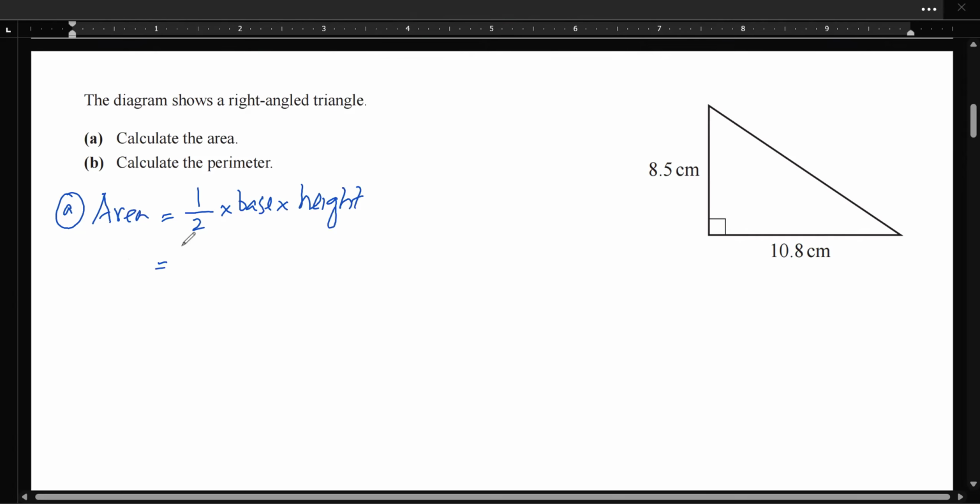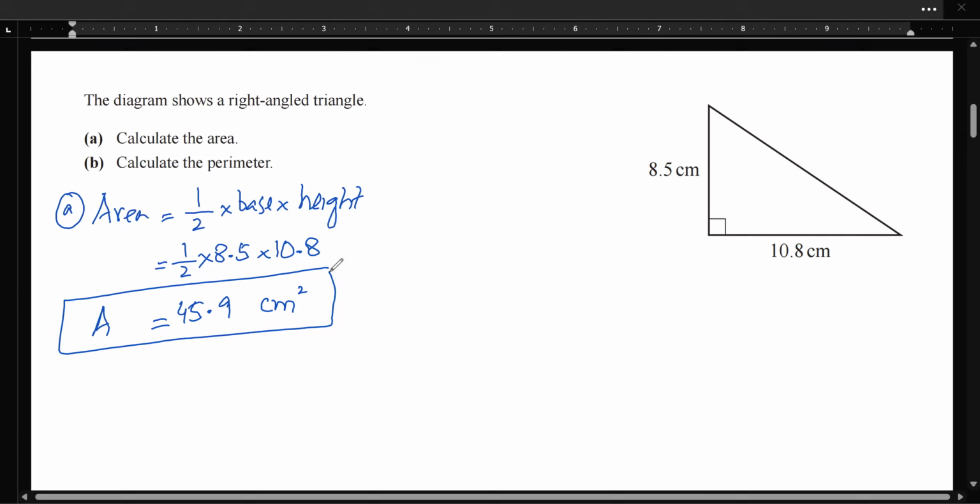So as you can see, the height is 8.5 and the base is 10.8. Let's calculate. It's going to be 8.5 times 10.8 divided by 2. This gives you 45.9 centimeter square. That's the area of the triangle. This is what they asked you in the first part. Let's take on the second part, part B.